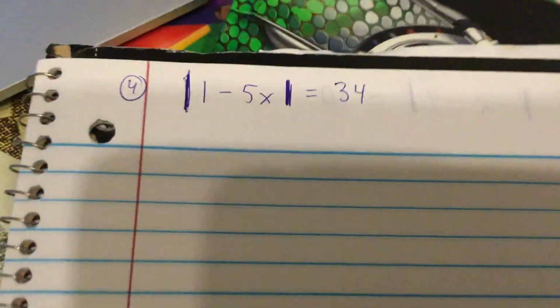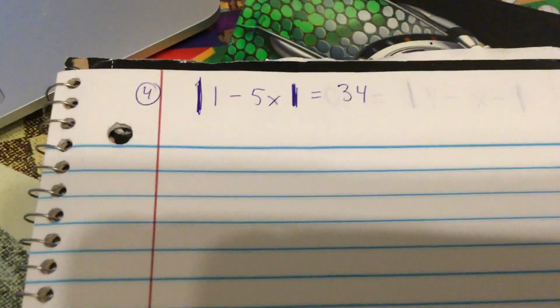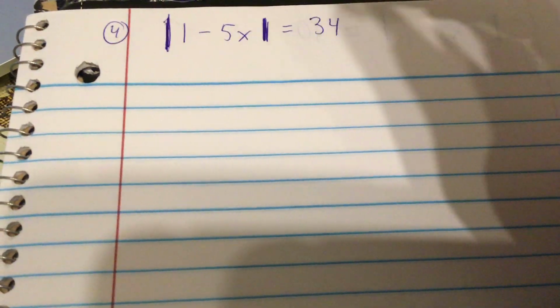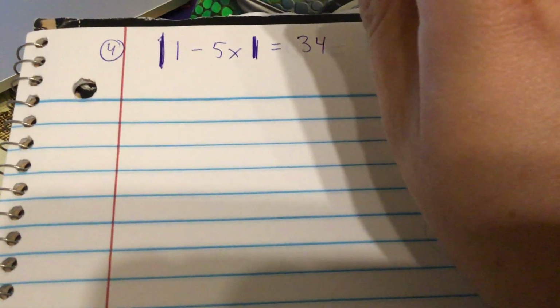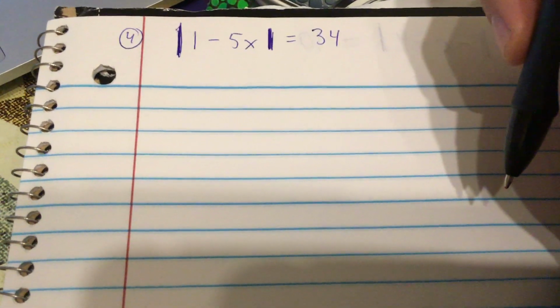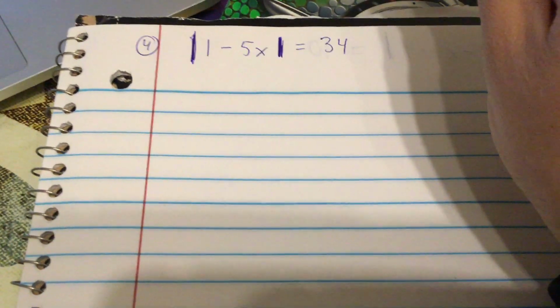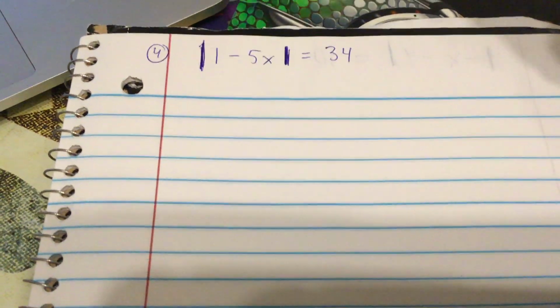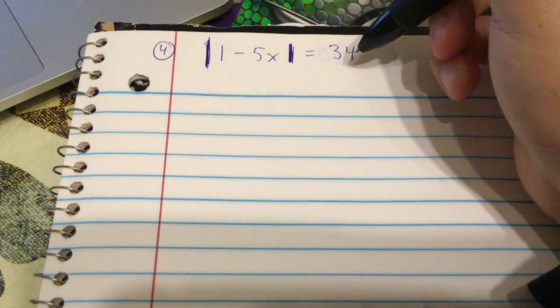Moving on to problem number 4. Now this one's a little bit different because it could be rephrased as negative 5x plus 1 if that's what makes you feel better. But the absolute value of 1 minus 5x is equal to 34. Is this problem solvable? Yes, because the output is positive 34.